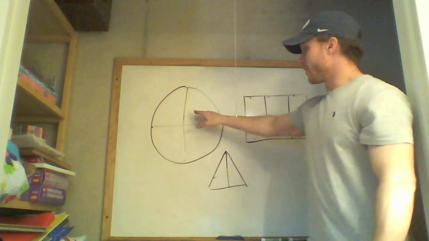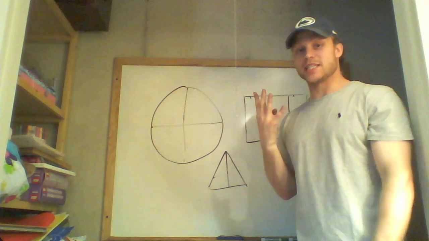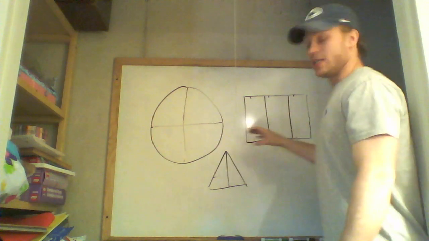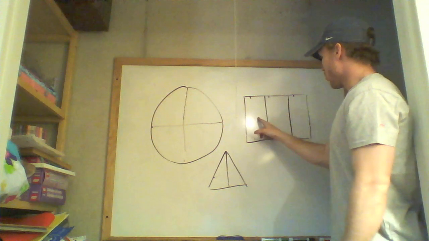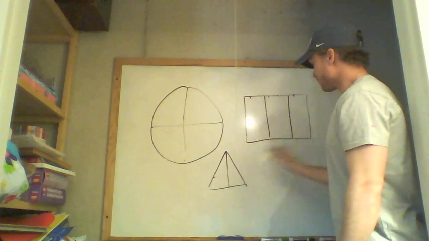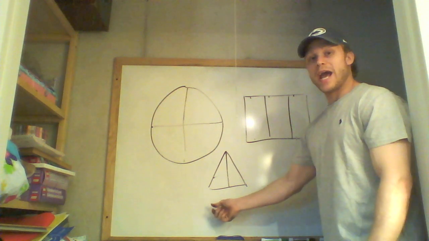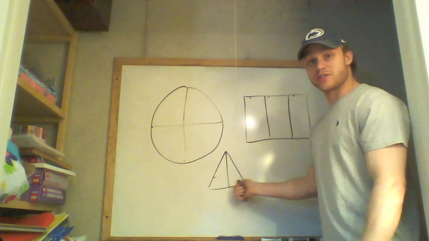So here, because we split this circle or pizza into four different pieces, that's called fourths. Each one of these is a fourth. Here my cake, I split between three people. Those are called thirds. 1/3, 2/3, 3/3. And because I split this triangle in half, they're called halves. I get one half, my sister gets the other half.